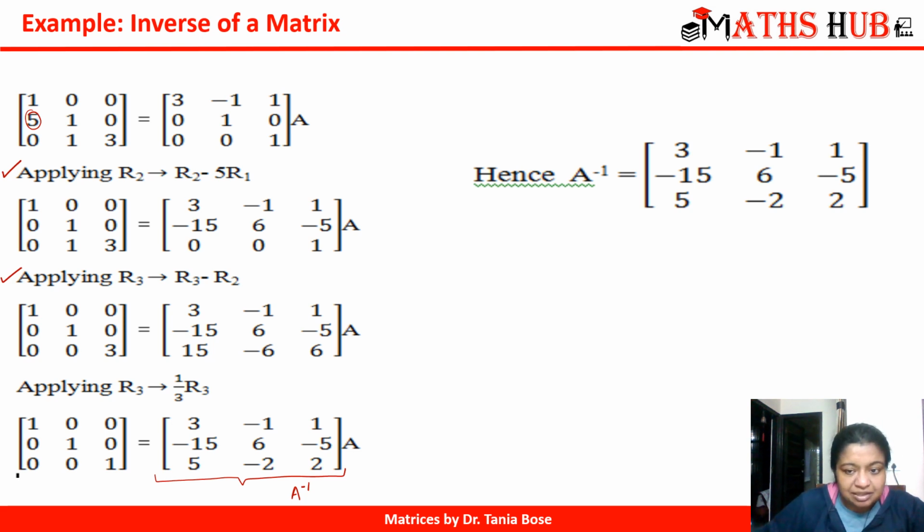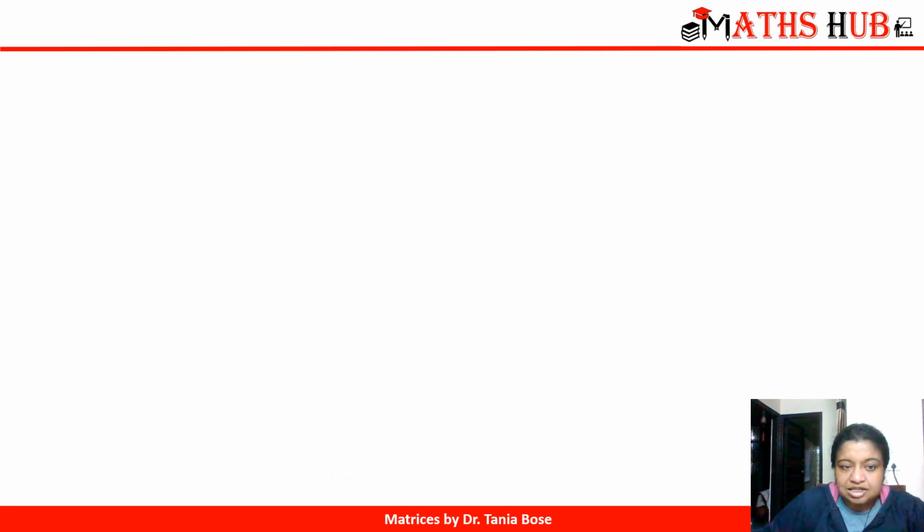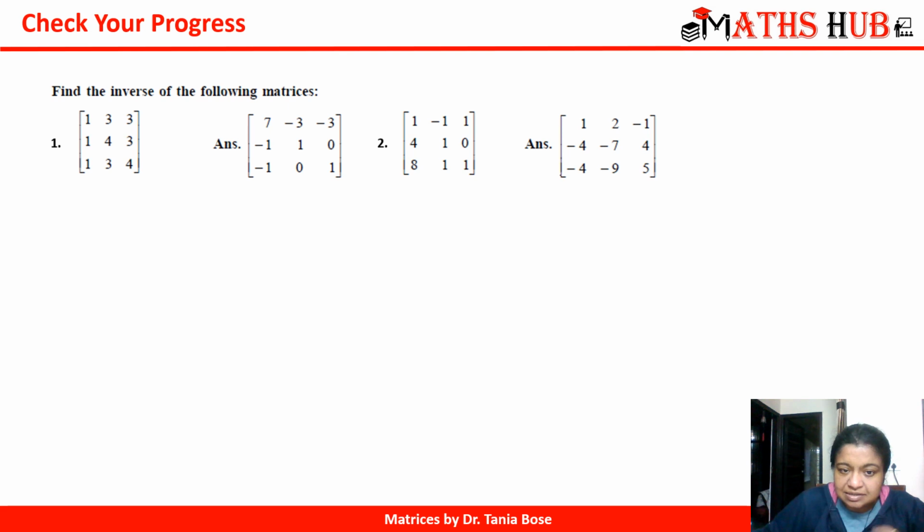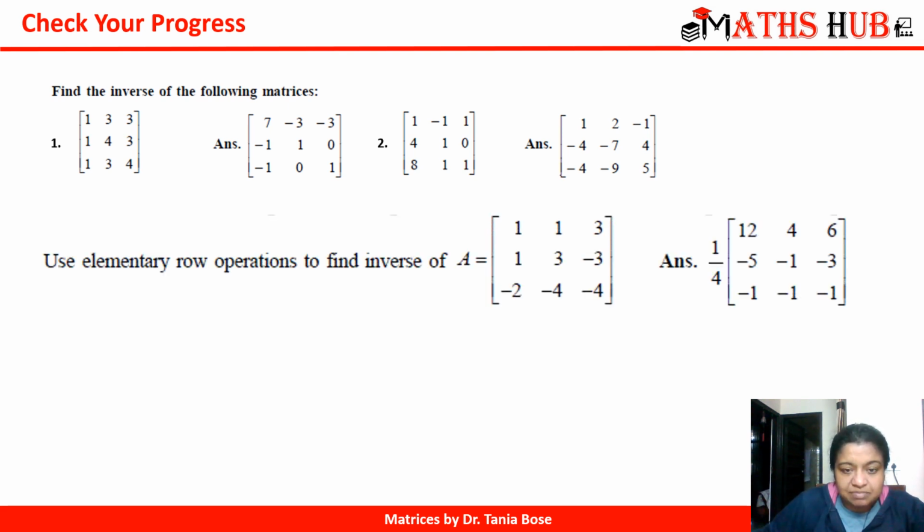So I hope the method is clear. You can check out these exercises. I've given the answers, so try to calculate the inverse of these matrices using row transformations, right? You have 3 questions to do. If you get stuck anywhere, you can put it in the comment section and I can help you out, right?